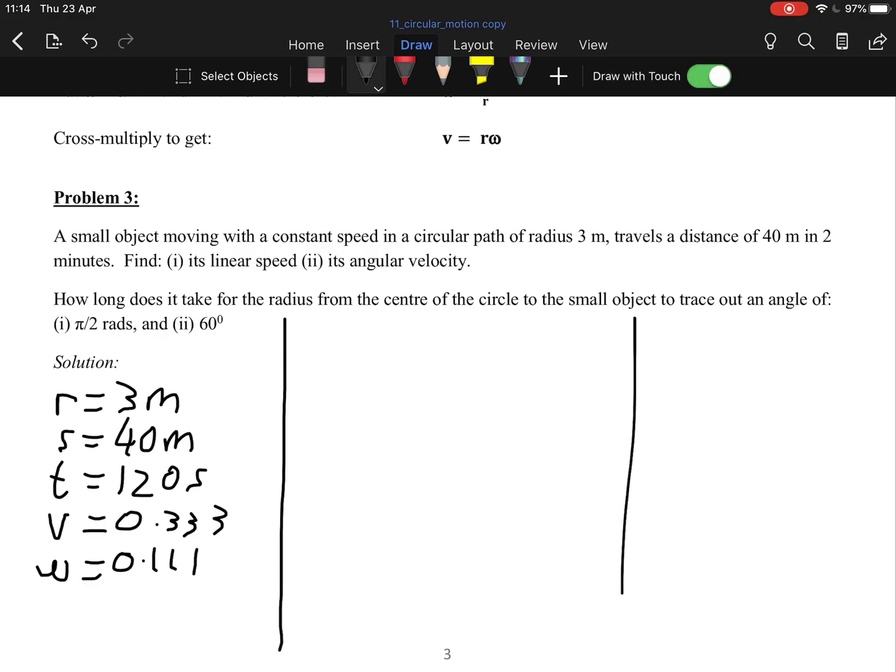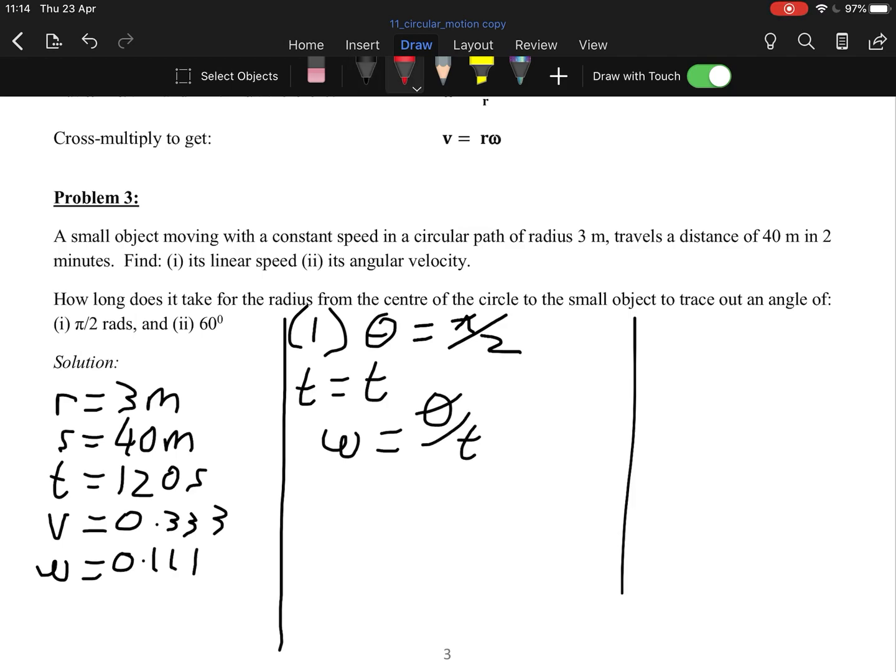All right, so the third part there is, how long does it take for the radius from the center of the circle to the small object to trace out an angle of theta, pi over 2 rads? I'm obsessed with theta and all that, symbols going everywhere. All right, so we want the angle to be pi over 2. That's the angle. How long does it take to get that angle? So we're looking for time here. So we want t. So what equation will give us that? What equation could we use from the log tables that has these values and not t, so we can find t?